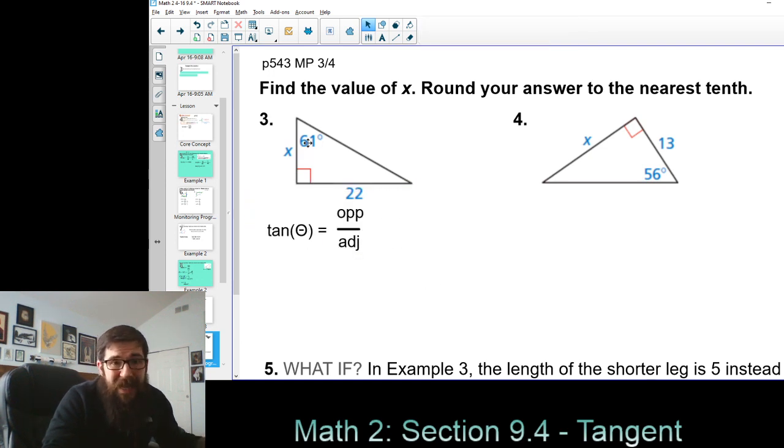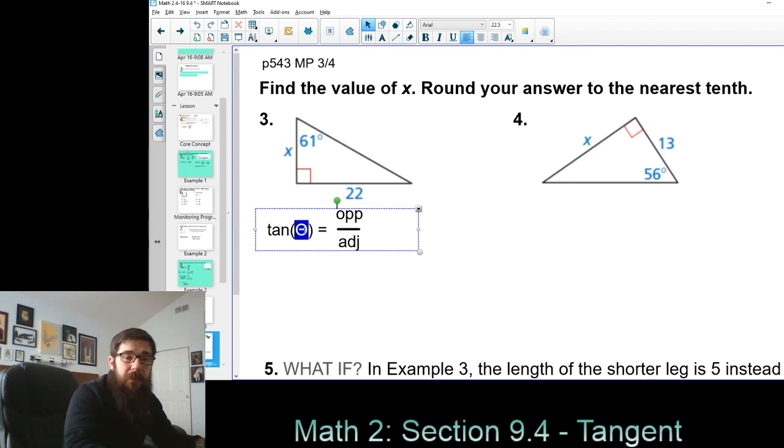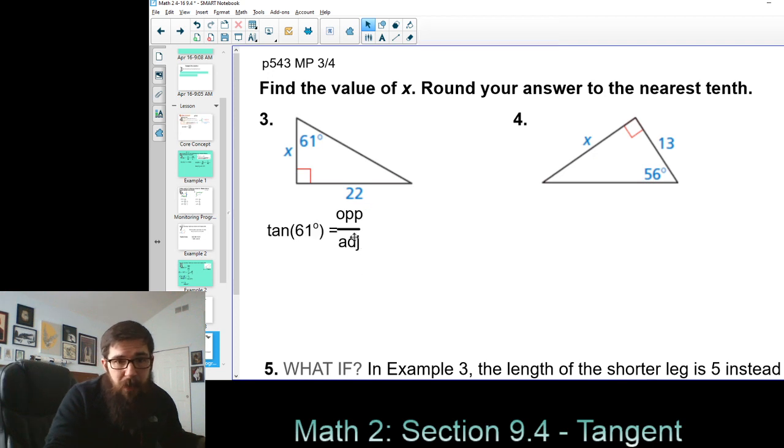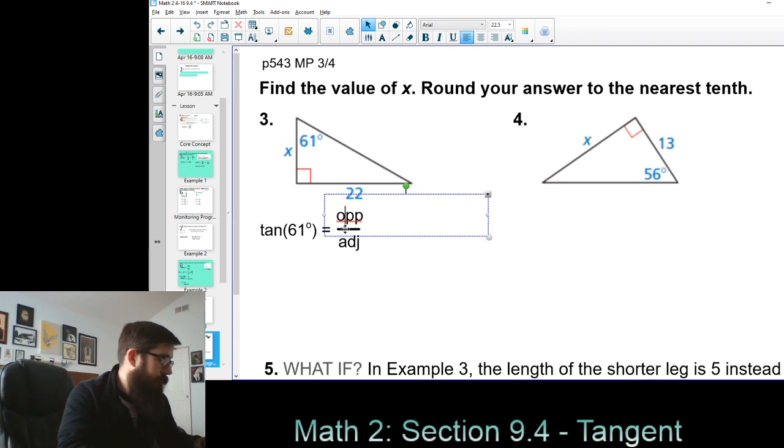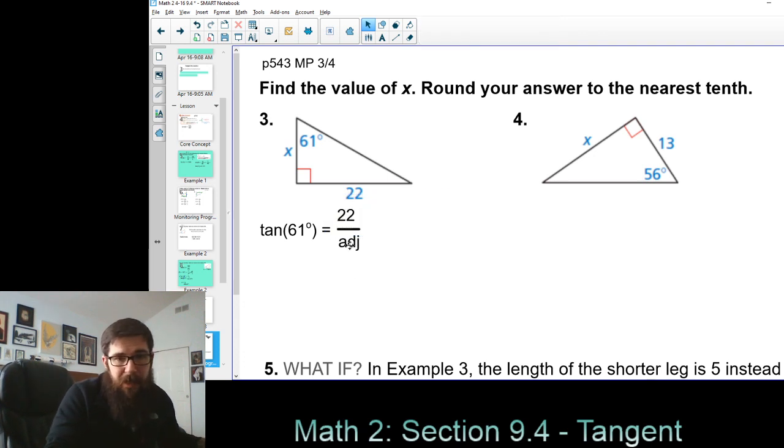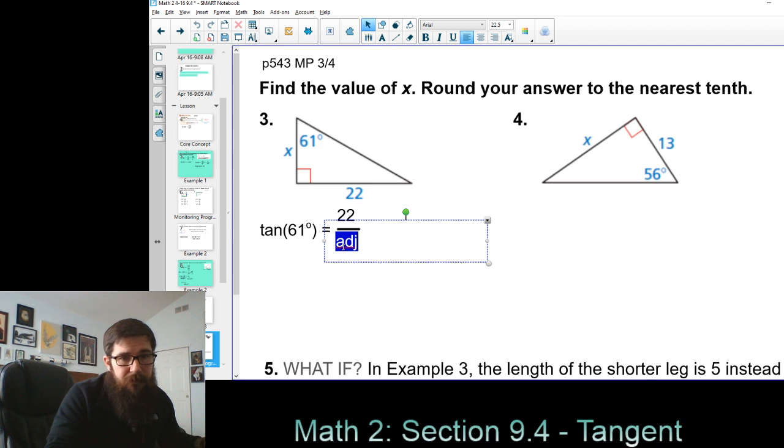All right, I only have one angle here. I only have information about 61. So that's probably going to be my angle. There might be situations where you have a little bit more and you have to do a little more thinking for these. But for now, 61 is my only angle. What side is opposite from the 61? 22. And then what side is adjacent to it? X.